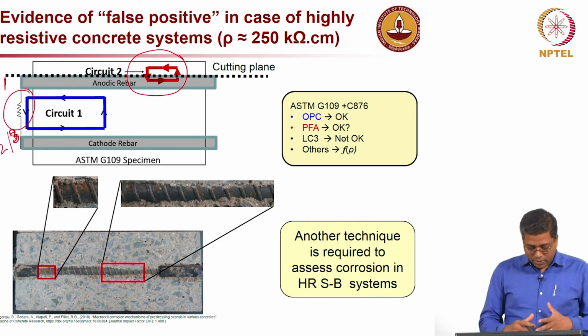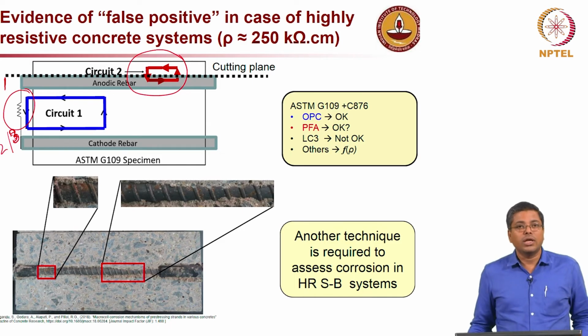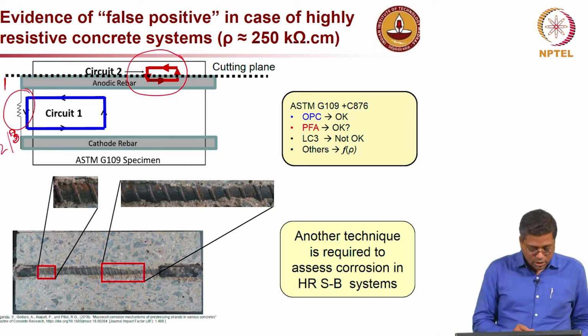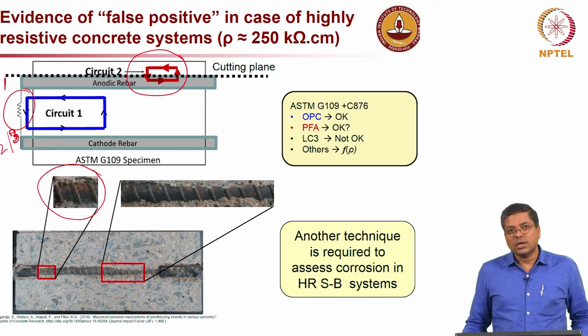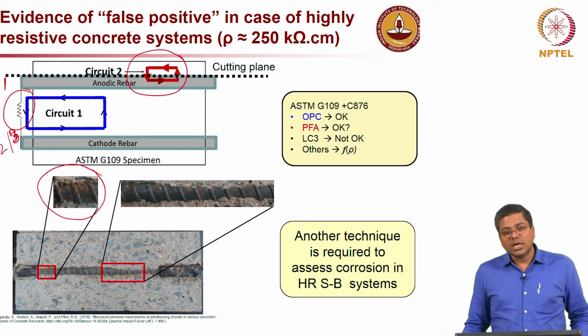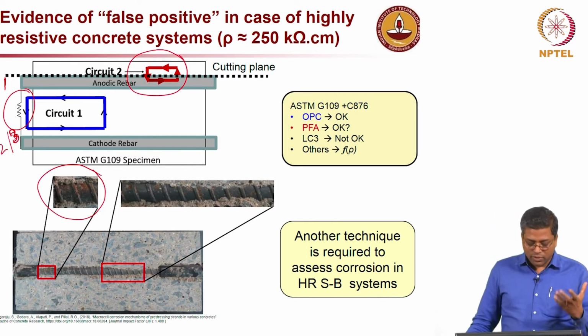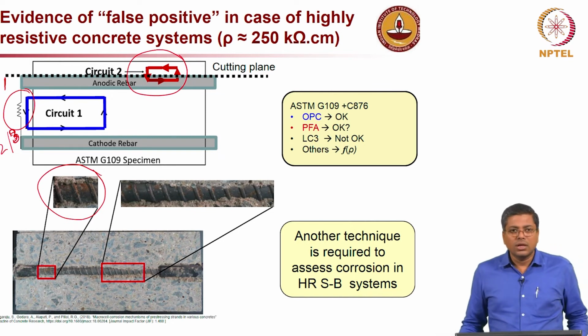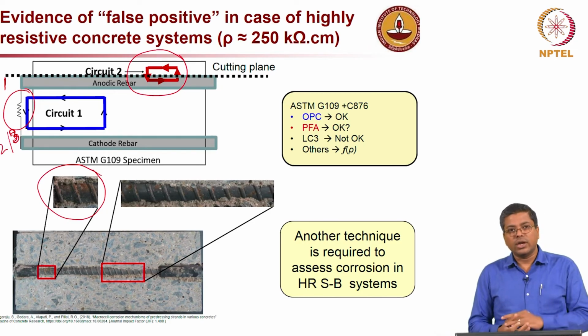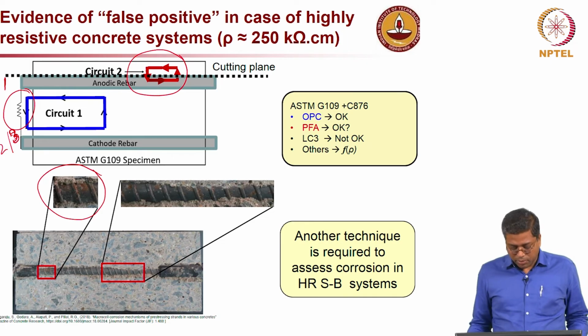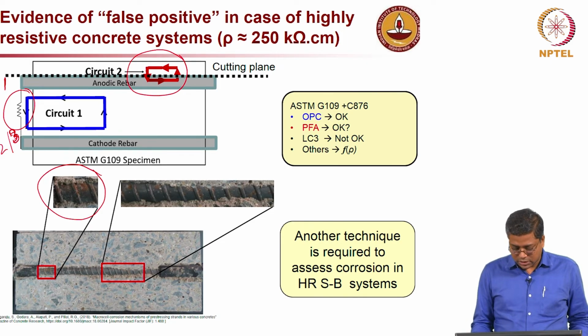And how did we prove it? When we opened the specimen, we could see that it was already corroding. You can see the close up here, there is already rust on that, but the measurements taken across the resistor were not at all reliable. So, these types of tests are very good for OPC type concrete, but not good for some of the fly ash based concrete with very low water cement ratio or any other higher resistive concrete system like LC3. The higher the resistivity of the concrete, the lower the reliability of this type of ASTM G109 testing.